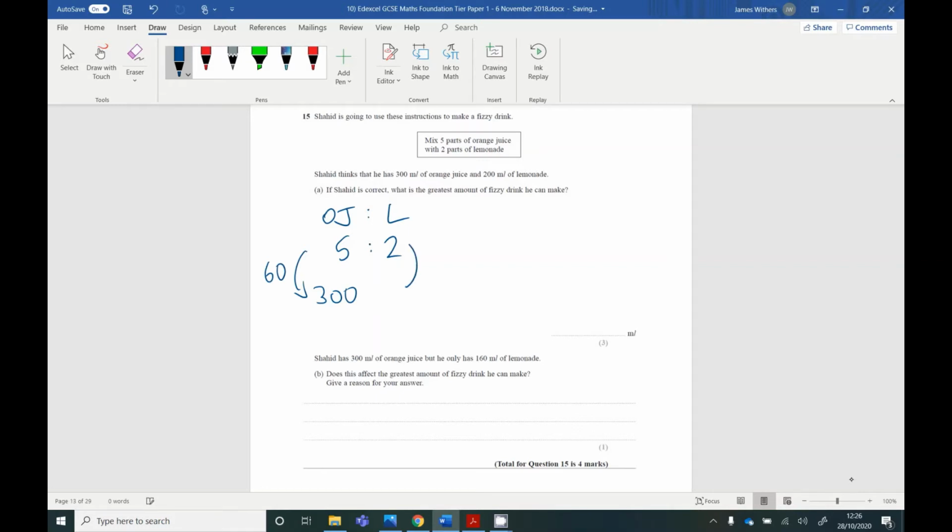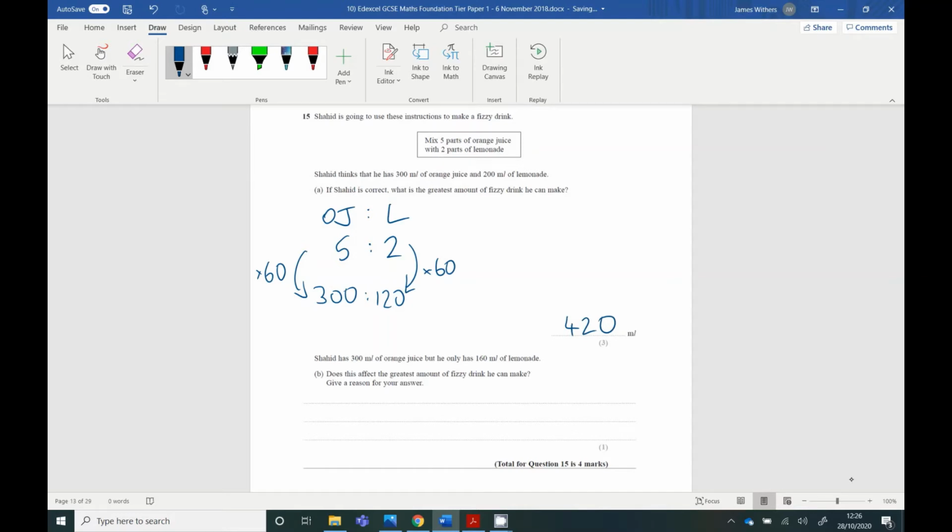So if we multiply the 2 by 60 as well, we can see that if we've got 300 millilitres of orange juice, we then add 120 millilitres of lemonade to keep this ratio of 5 to 2. So the greatest amount of fizzy drink we can make in total is this 300, add the 120, which is 420 millilitres. Now, Shahid has 300 millilitres orange juice, but he only has 160 of lemonade.